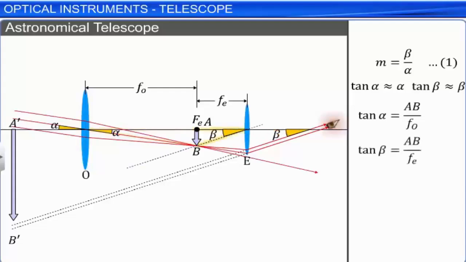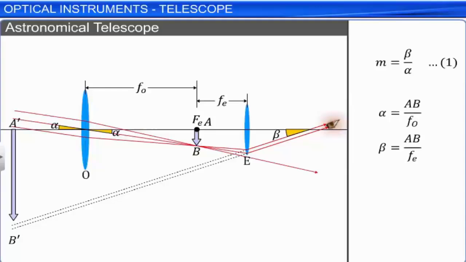Hence, we observe that the angular magnification or magnifying power of a telescope that is set for normal adjustment is the ratio of the focal length of the objective to the focal length of the eyepiece. In this case, the length of the telescope tube is equal to FO plus FE.